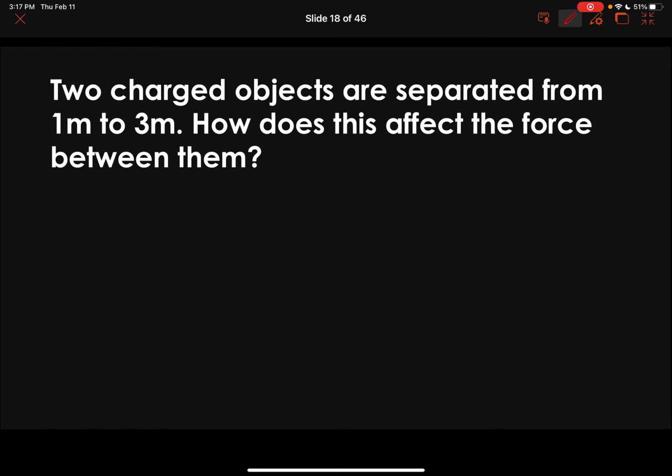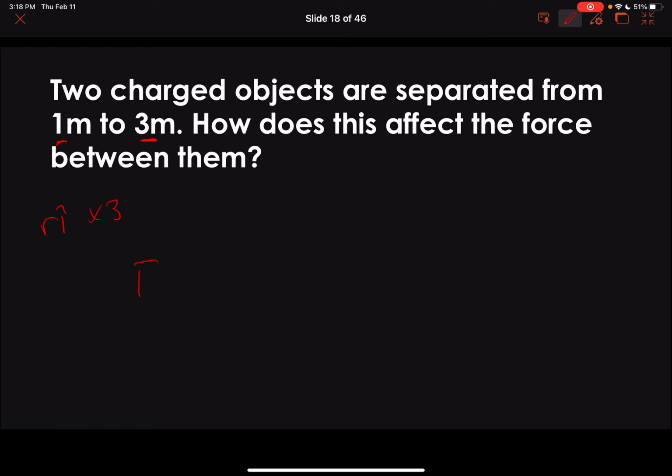Let's say 2 charged objects are separated from 1 meter to 3 meters. How does this affect the force between them? So this is a conceptual question, right? We've done these before on the test. And this is actually probably talked about on the gizmos too. And so again, gizmos is good. It's very helpful. Maybe you can already do this if you've seen the gizmos. What's happening here? We're going from 1 meter to 3 meters. That means we are increasing our distance times 3. R is increasing times 3. So what happens if we triple our distance is another way of saying this.